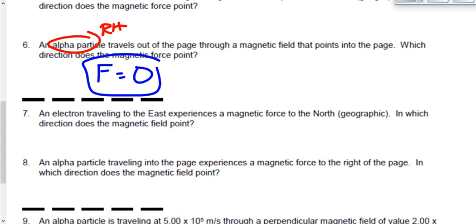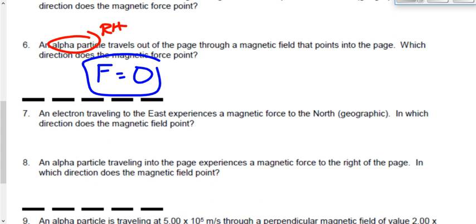So we've got an electron traveling to the east. That's this way. Okay, particle going to the east. We've got a magnetic force to the north. That's this way. My magnetic field is going to point up, right? And we're going to say just up. We're not going to say out of the page because our frame of reference is not the page.